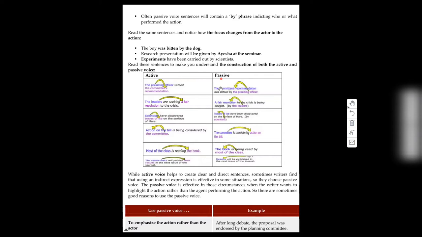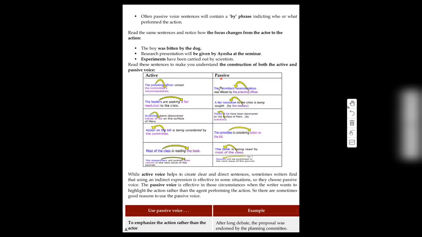So you will change the subject with the object. The importance will shift. And we will use a phrase that will start with by. Okay, most of the class is reading the book. The book is being read by most of the class. So in passive voice, we are going to use the past participle form of the verb.